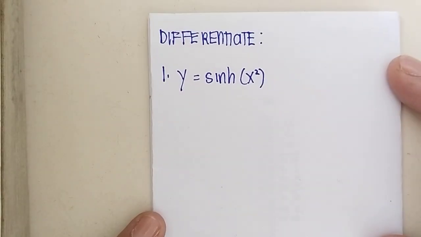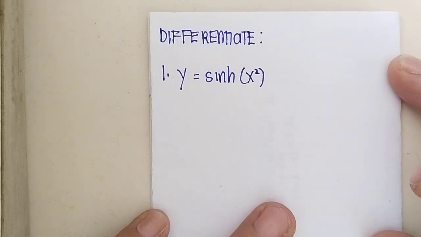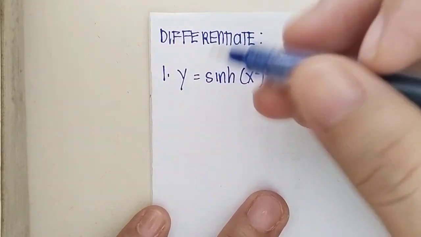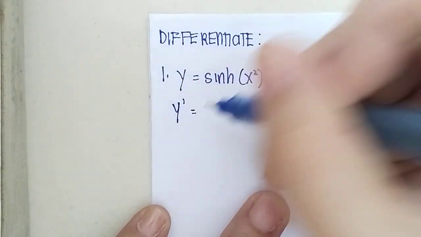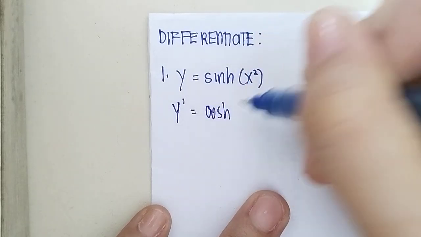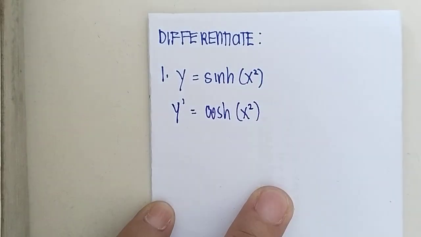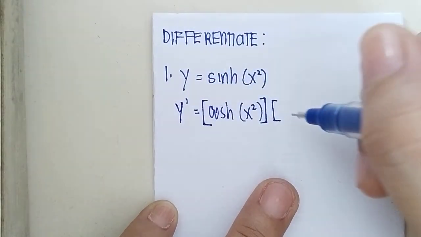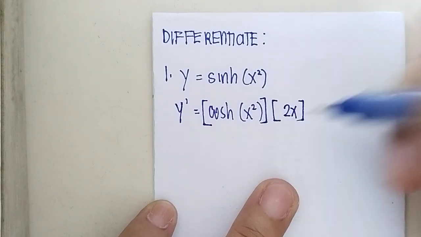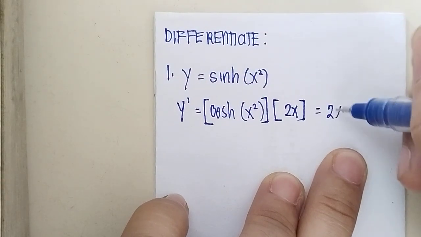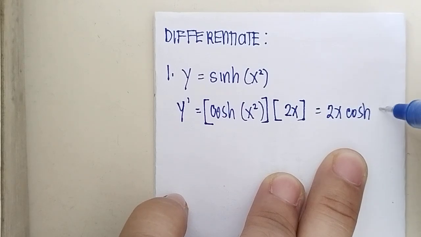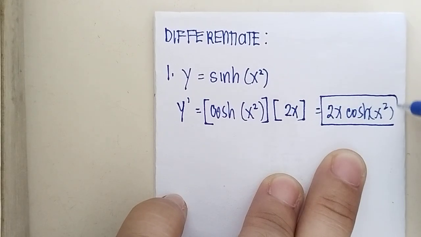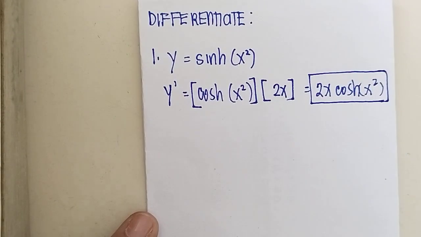Okay, for number 1, I want you to differentiate y equal to the hyperbolic sine of x squared. If you remember, the derivative of the hyperbolic sine is the hyperbolic cosine of the given angle, multiplied by the derivative of x squared, which is 2x. So, the answer here will be 2x hyperbolic cosine of x squared. This is our answer for number 1.